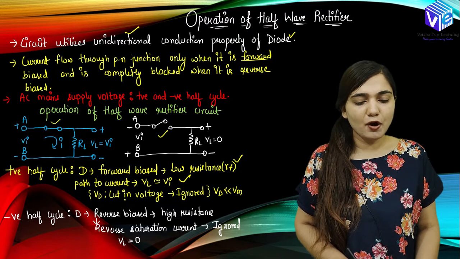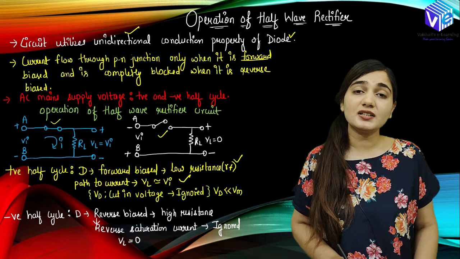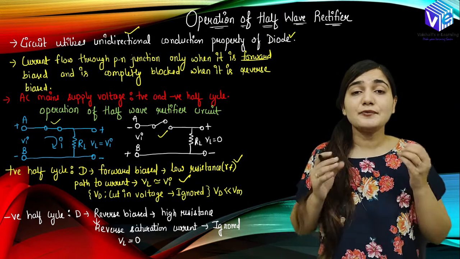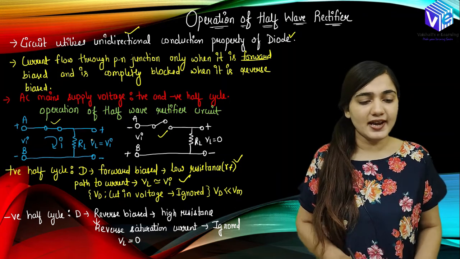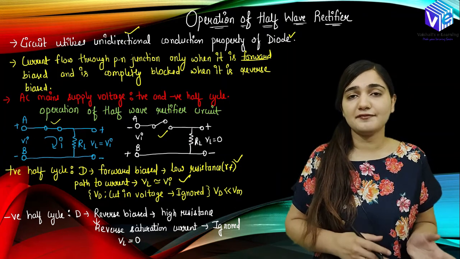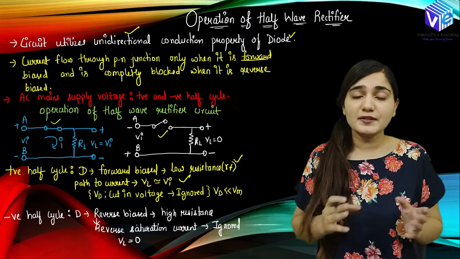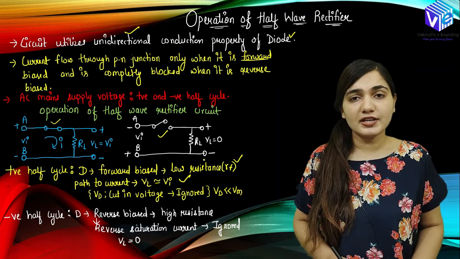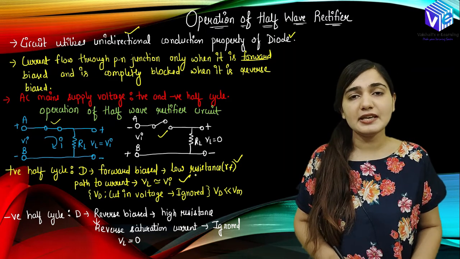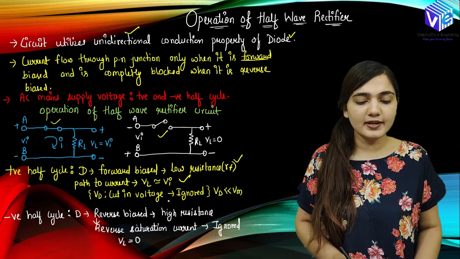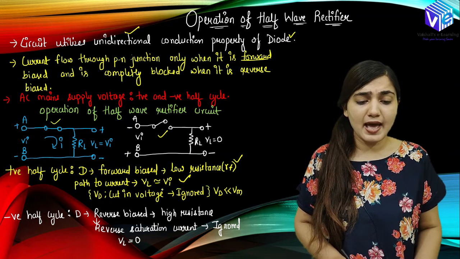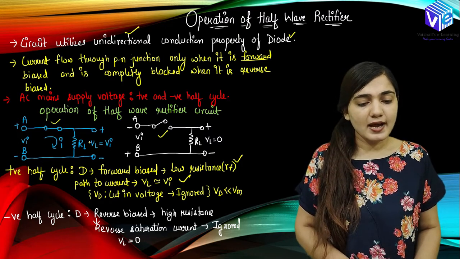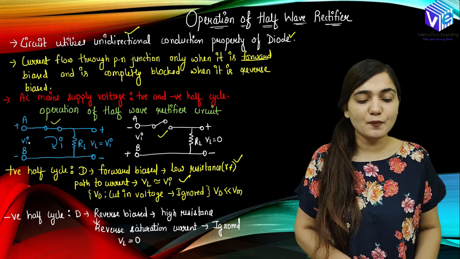Now I am ignoring the cut-in voltage of the diode, because the cut-in voltage is 0.7 or 0.3 volts, which is very small compared to the maximum voltage, right? We are dealing with 230 volts and we can reduce it to 10 or 20 volts, but 0.7 and 0.3 are very small compared to the operational voltages that we have, so we can easily ignore it. So we have ignored the cut-in voltage, and at that time the load voltage is equal to the input voltage, right? So we are getting the output when I have the positive half cycle.